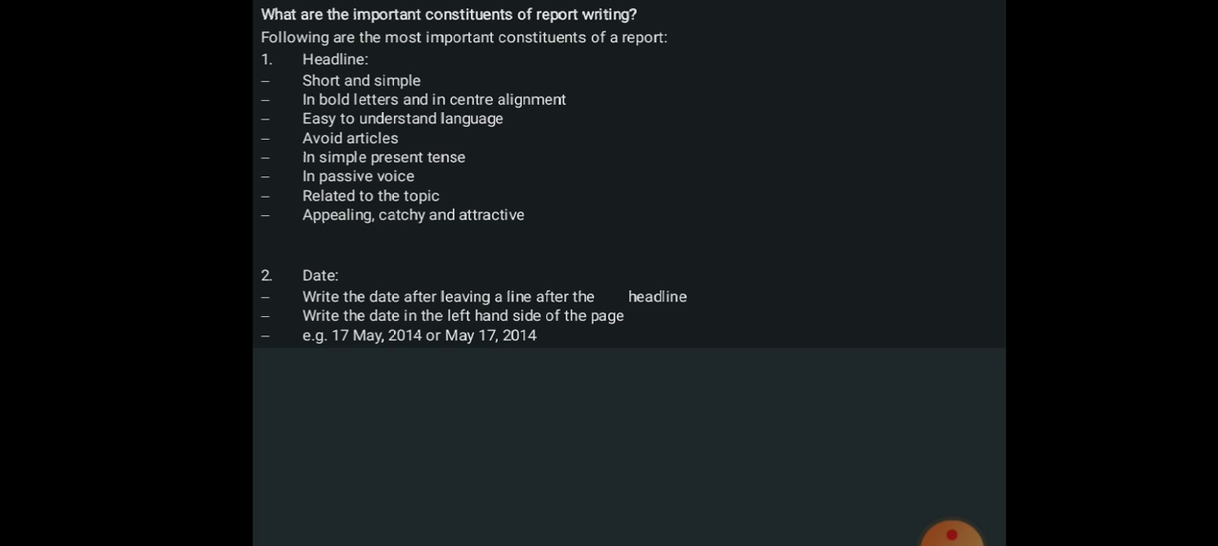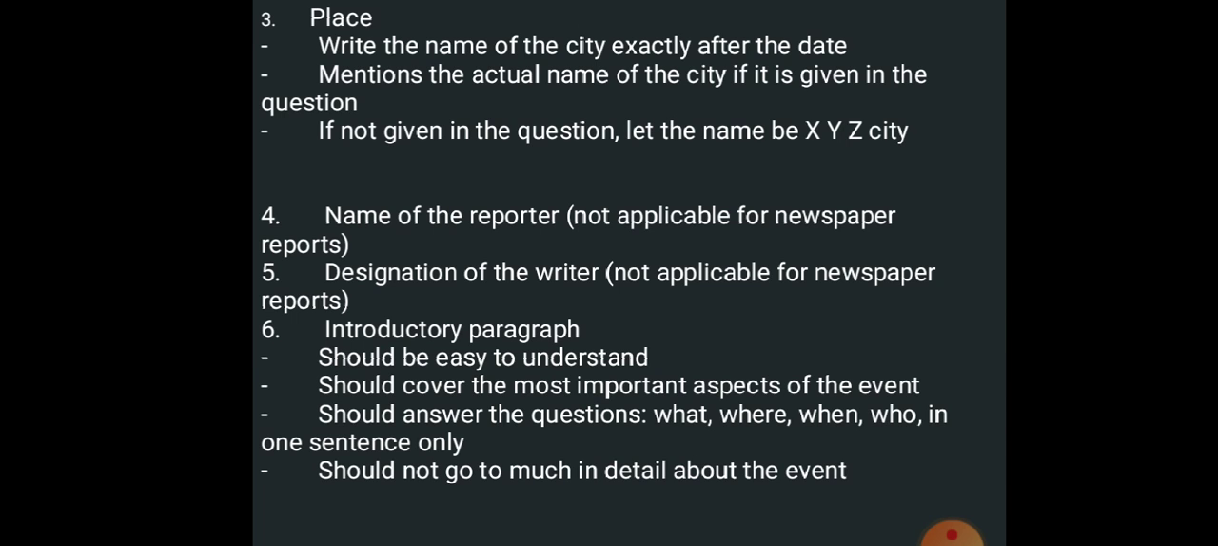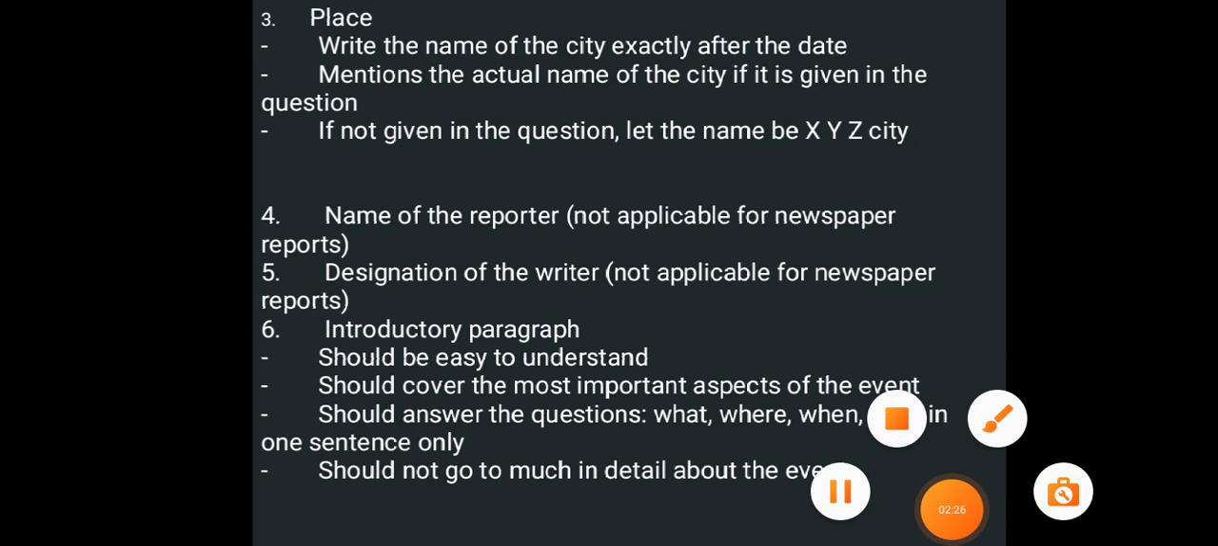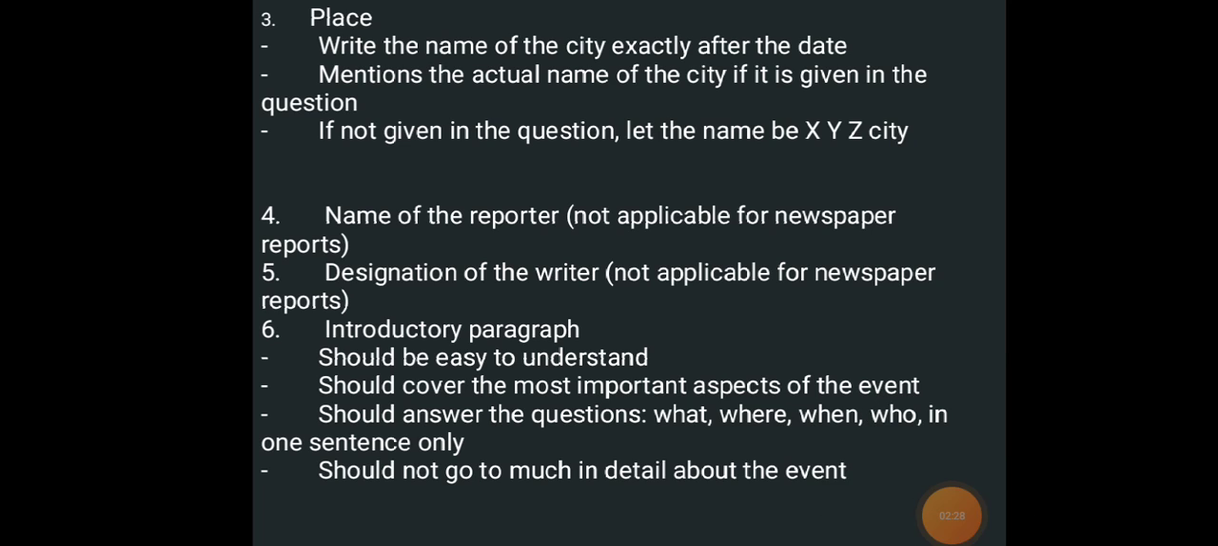Date. Write down the date after leaving a line after the headline, and the date should be written on the left hand side of the page. Place. Write the name of the city exactly after the date. It should mention the actual name of the city if it is given in the question, and if it is not given in the question, write down XYZ. Just write down the city, and after the city you have to write the name of who is writing the report. And if the name is not given, then you can easily write XYZ or anything.